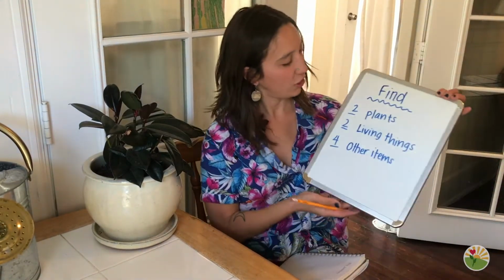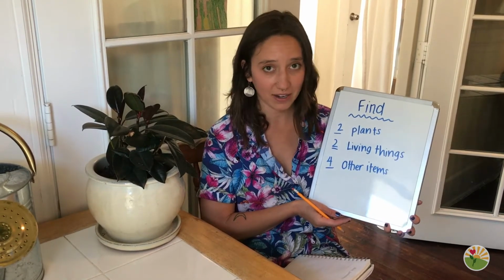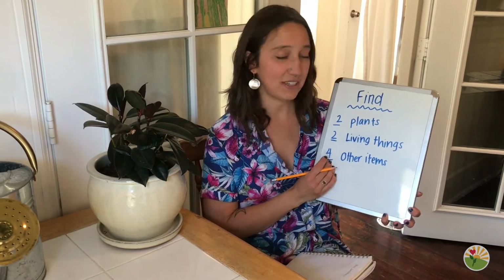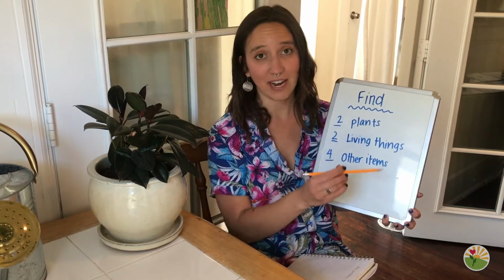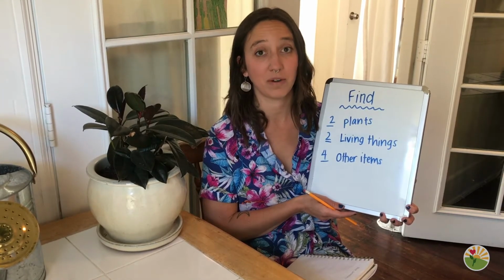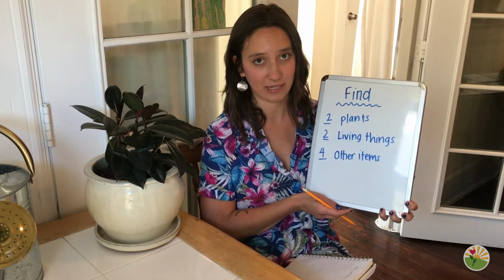So you are going to need to find two plants, two living things. That could be a bug, maybe a pet, it could be a person. And then you need to find 4 other items that can be anything that you want. You are going to set those items on a table, and then we are going to move to the next part, which is where we are going to be comparing the items to see which one of them is a plant and what makes it a plant.